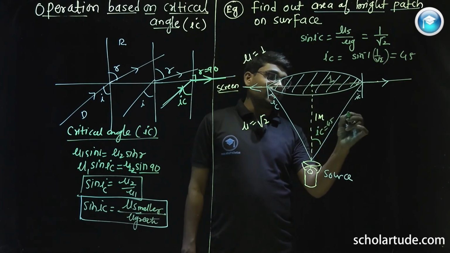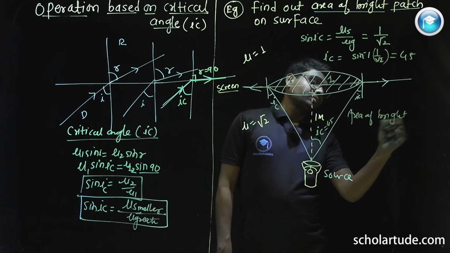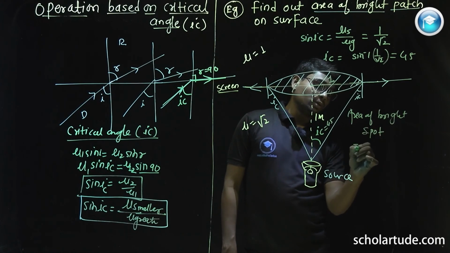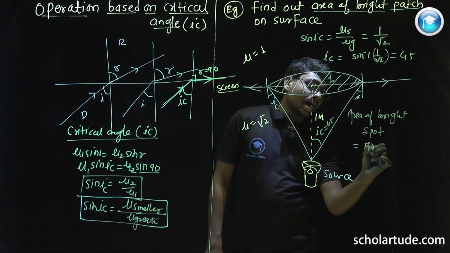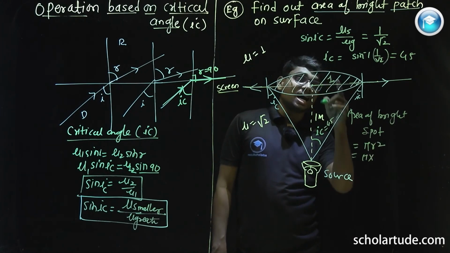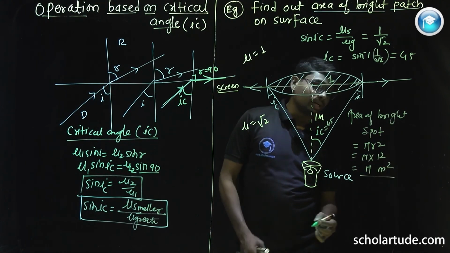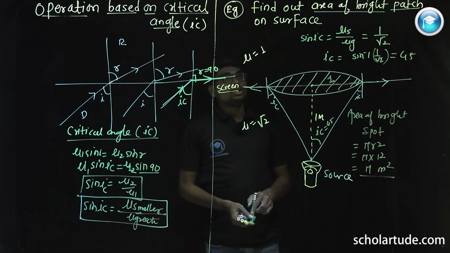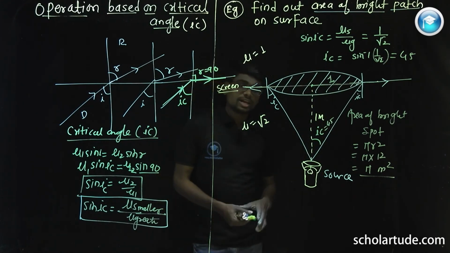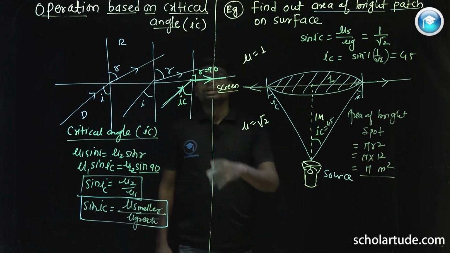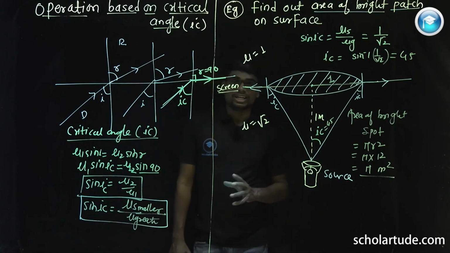Now as this is 1, area of bright spot equals pi r square. Pi, r value is 1 squared. So area is pi meter square. So this would be the value of the area of the bright spot which is forming on the screen. This is the important illustration based on the concept called critical angle. You must have got the concept of critical angle. Okay.